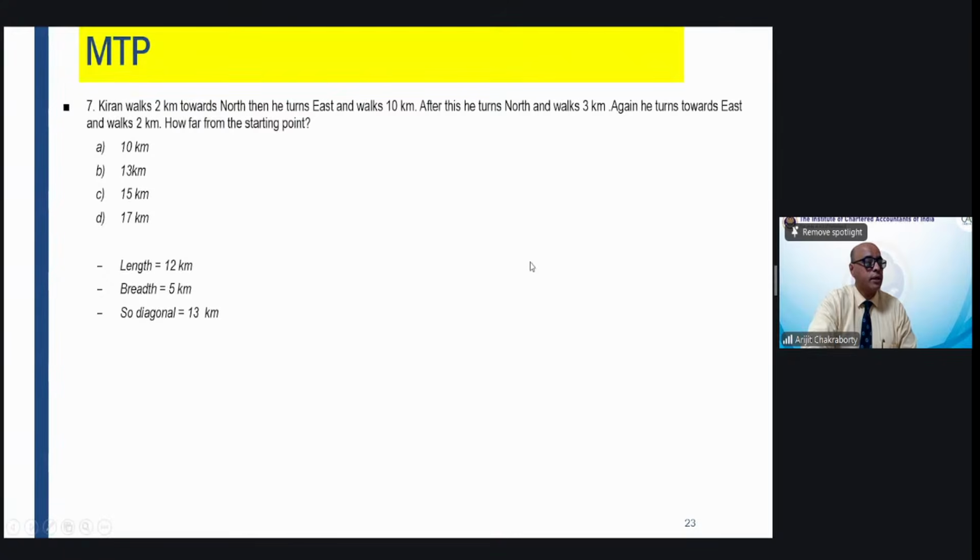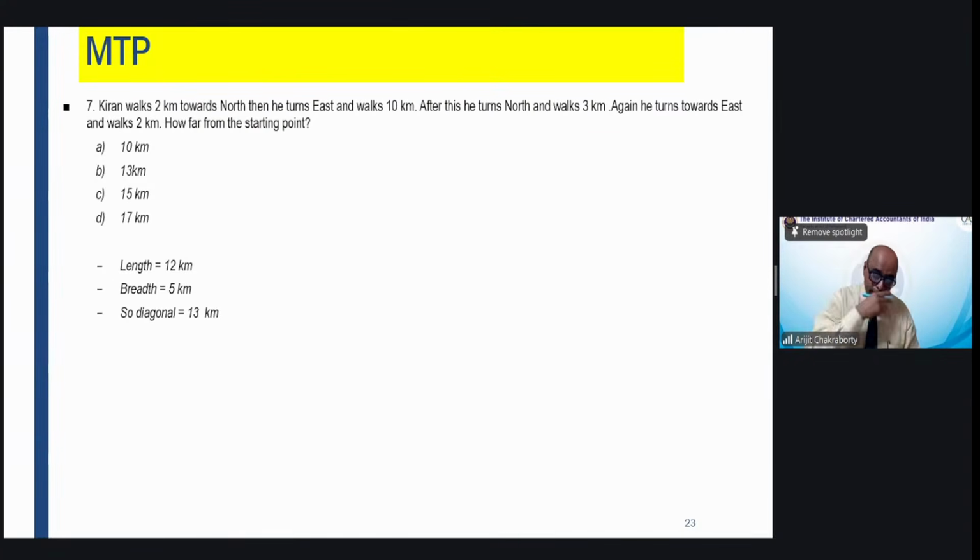Number 7, Kiran is walking 2 kilometers towards the north. Then he turns east and walks 10 kilometers. So 2 kilometers north and then 10 kilometers east. After this, he turns north and walks 3 kilometers. Again, he turns towards the east and walks 2 kilometers. How far is he from the starting point?